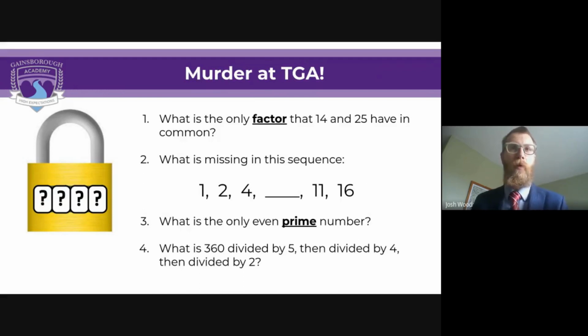So have a think about what a prime number might be. The fourth question is, what is 360 divided by 5, then divided by 4, and then divided by 2? So you might have a couple of divisions that you will need to do there. I would use short division to try and help you with that question. So pause the video and see if you can have a go at any of these questions, and then I'm going to go through the answers so we can see if you've managed to unlock the padlock.